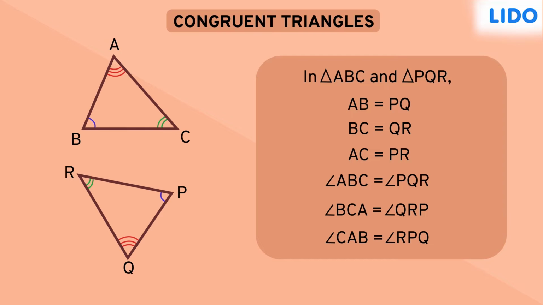Does that mean that to determine if two given triangles are congruent or not, we have to compare all the 6 elements of the two triangles? Not really. We need only 3 elements to be equal. The question is, which 3 elements?